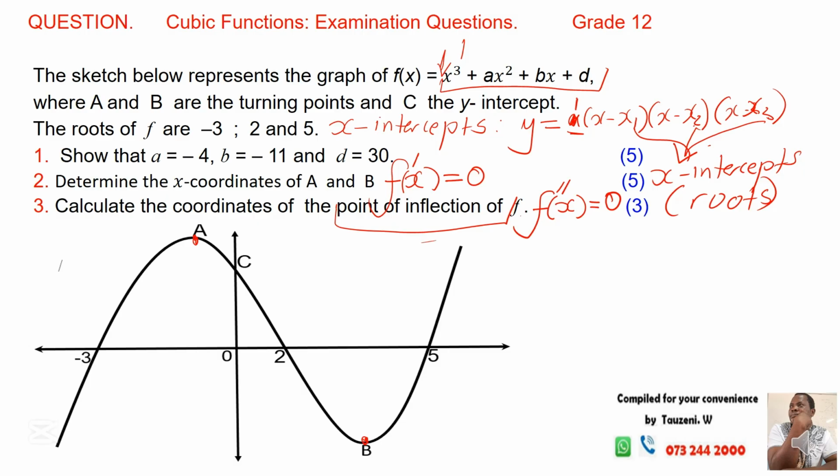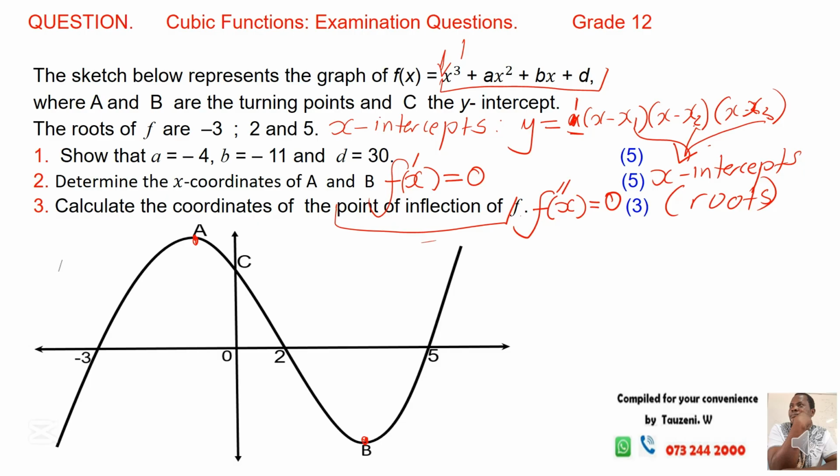These are the 3 things that are needed in this question. To find the equation when given the x-intercepts, we put our expression in factor form and then substitute the x-intercepts into the equation. Then to determine the coordinates of the turning points, we differentiate, equate the derivative to 0 and solve for x. To determine the point of inflection, we differentiate 2 times and equate the second derivative to 0 and solve for x.